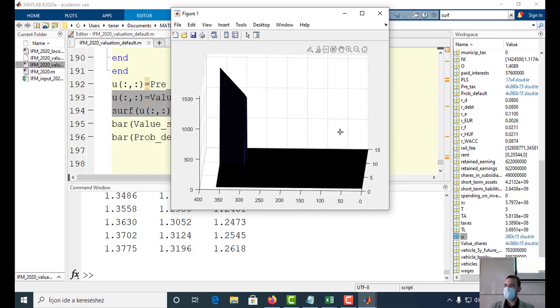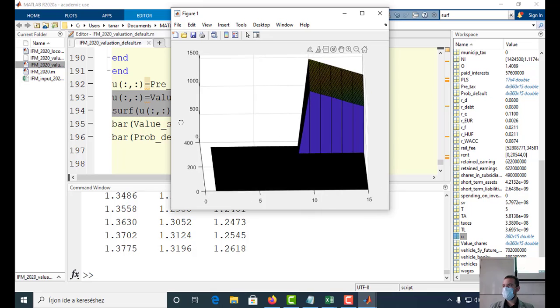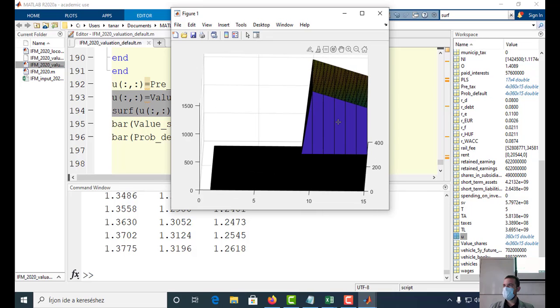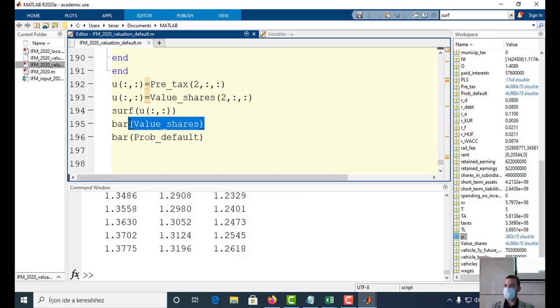And also we can see that this function is still the same, so the steepness of value increase will be similar in these cases. But what is happening with the probability of default?